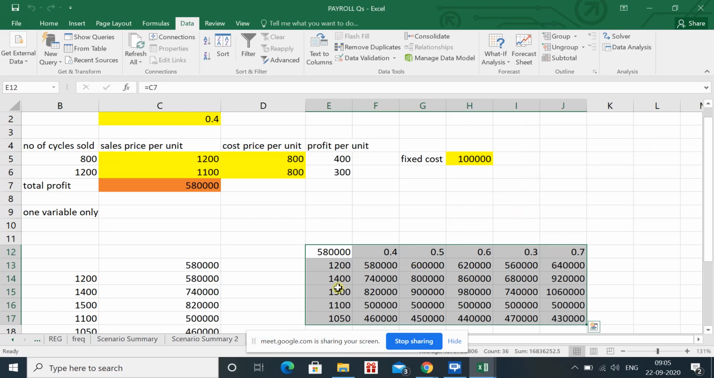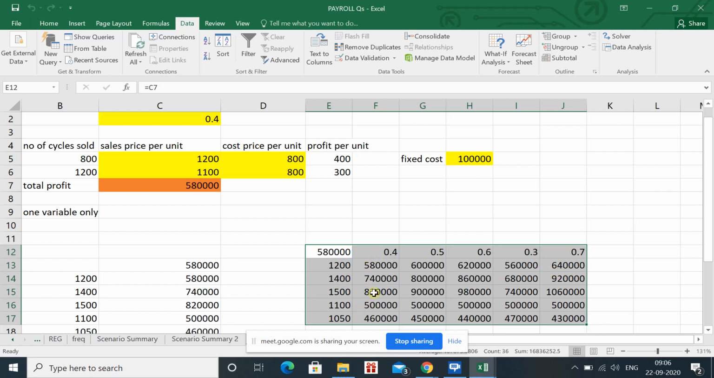Once you press OK, you will get the different levels of profits. You can see that if you are selling at 1200 and 40% is the percentage sold in the open market, it matches the 580. But when you keep the 1200 and sell 50% in the open market, then 6 lakh you will earn. If you keep 1200 as the price and sell 60% in the open market, then you will earn 6,20,000. If you keep 1200 as the price and sell only 30% in the open market, then you will receive 5,60,000 as the profit, and so on.